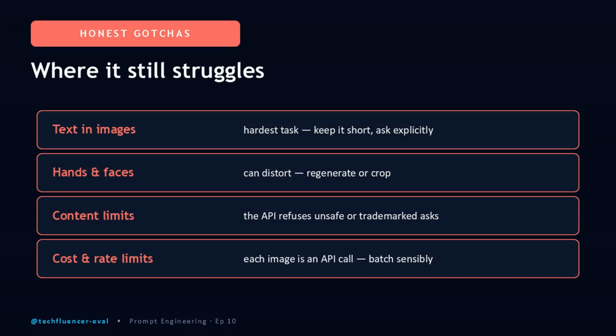And a few honest gotchas, because I am not going to pretend it is perfect. Text inside an image is the hardest thing these models do, so keep it short and ask for it directly. Hands and faces can come out strange, just regenerate. The API will refuse anything unsafe or trademarked. And remember, every image is a paid call, so do not loop it 1,000 times by accident.